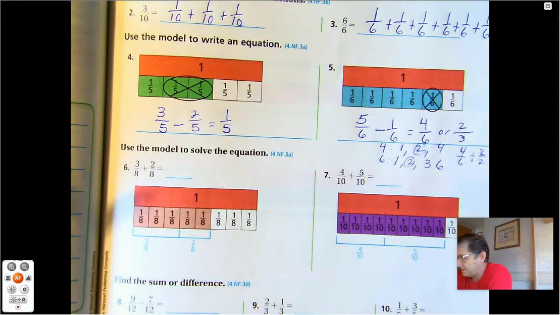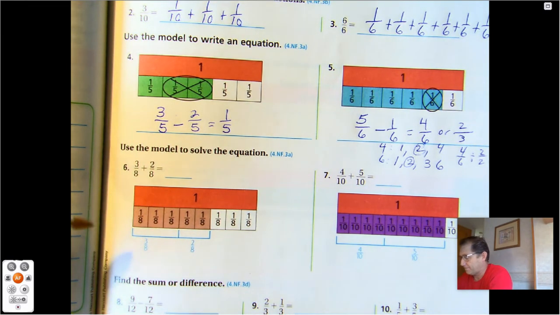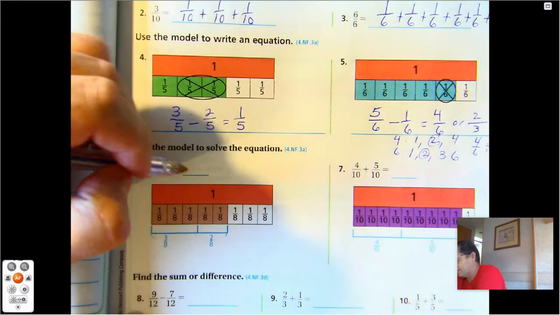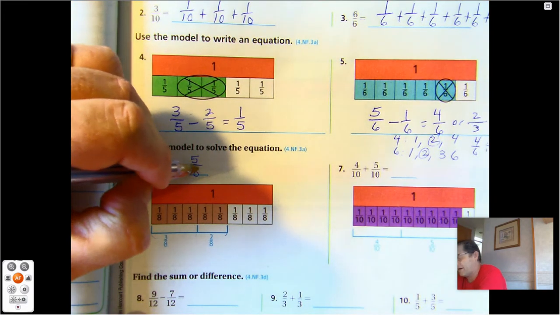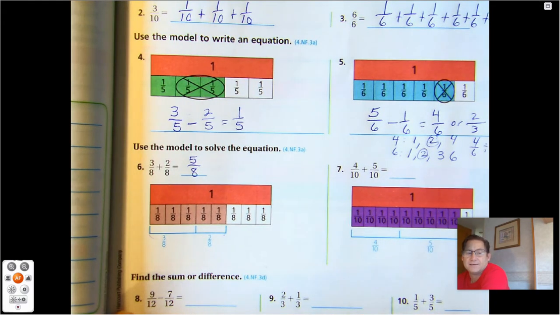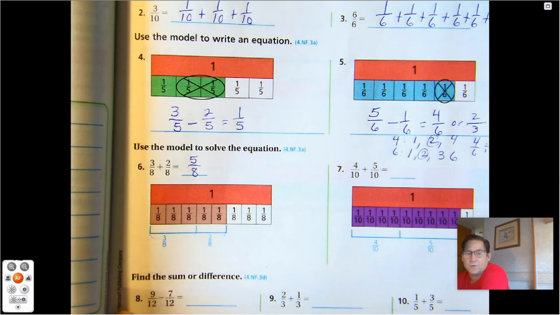Number 6. All right, this is an addition problem. And we have two different parts. We have 3/8 plus 2/8. That gives me 5/8. 5 is prime and is not a factor of 8. So that is in simplest form.